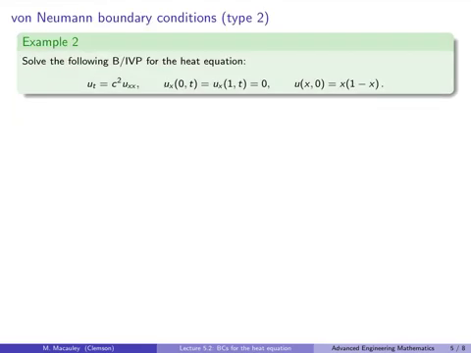Next, we come to example 2, which is a similar boundary and initial value problem for the heat equation. The only difference is now, instead of fixing the temperature to be 0 degrees at the endpoints, we're fixing the rate of change to be 0 at the endpoints. So here's a picture of this.